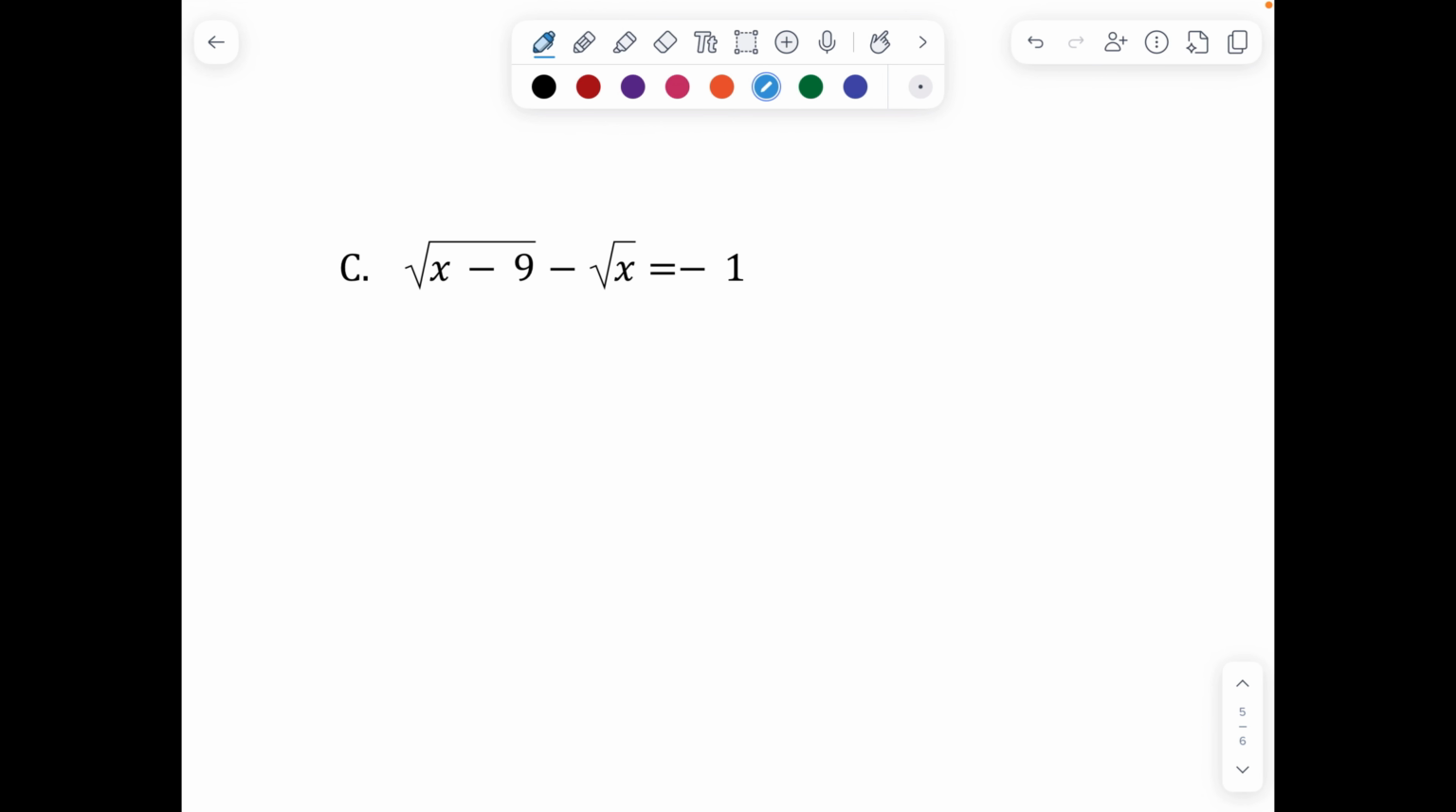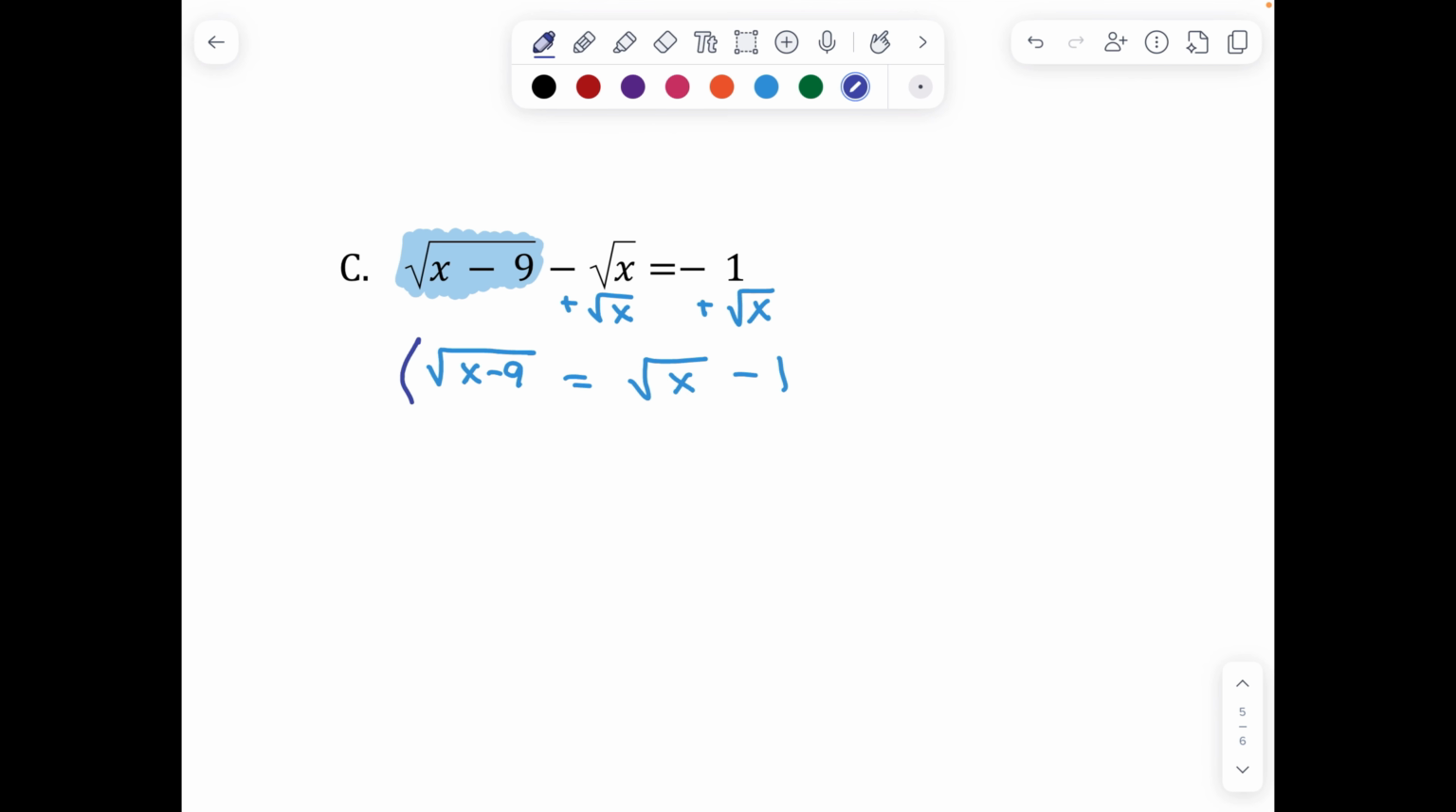C says the square root of x minus 9 minus the square root of x is equal to negative 1. So I want to isolate one of these radicals. So I'm going to go ahead and isolate this square root of x minus 9 first. So I'm going to have the square root of x minus 9. I'm adding the square root of x to both sides. So that is equal to square root of x minus 1.